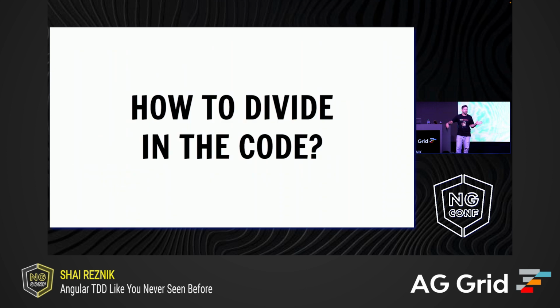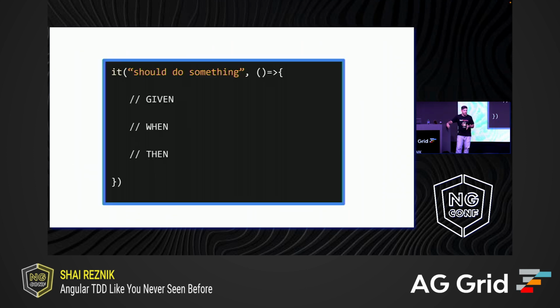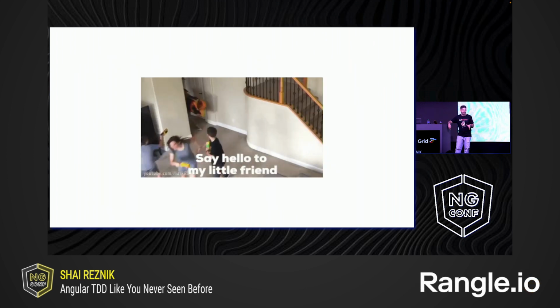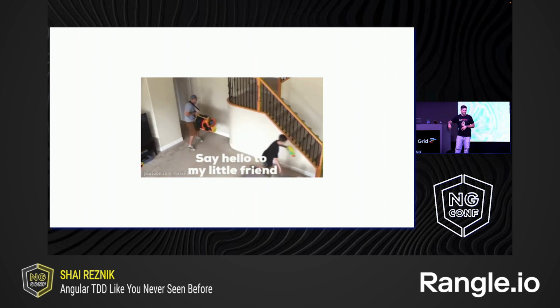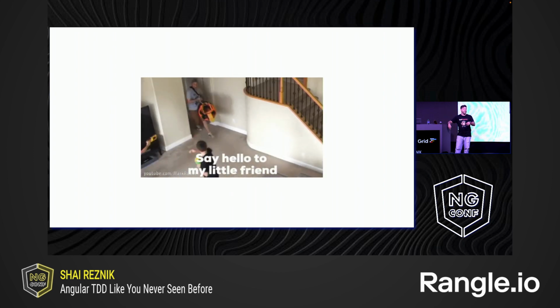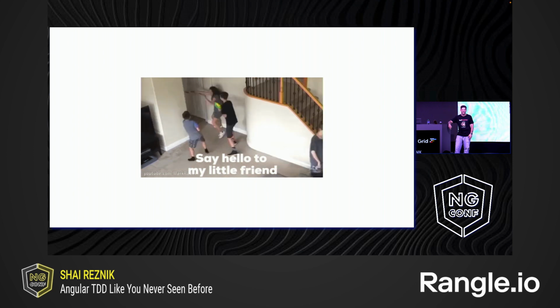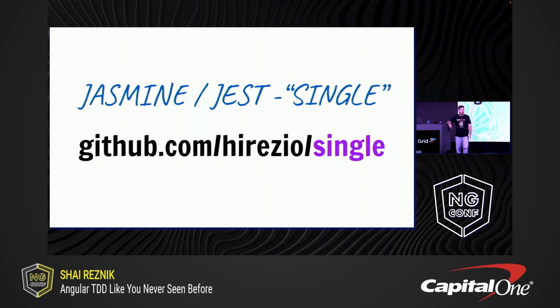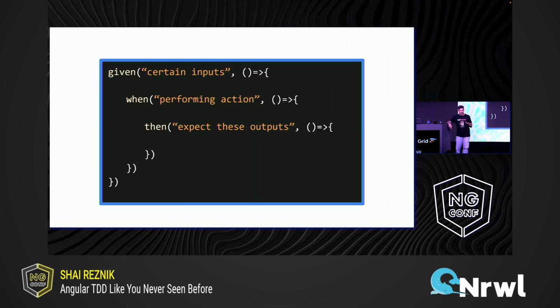Okay, now how to divide the code. So you can use comments, okay, if you're using the it or test or something like that. I want to introduce something I created as open source, okay? We didn't give you this one, right, to the audience. A library called Jasmine Single or Just Single, okay? We'll probably have something in the future for Vitest or other frameworks. Single for single action tests. Now, it looks like this, okay?